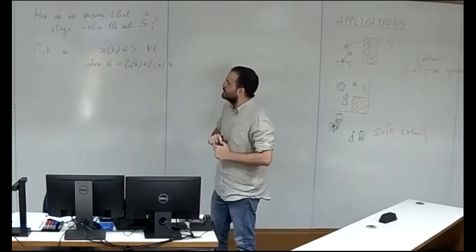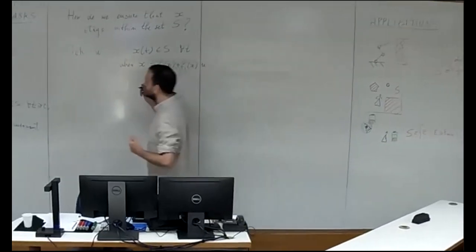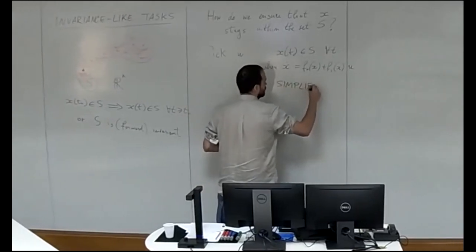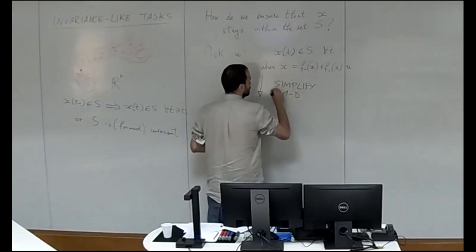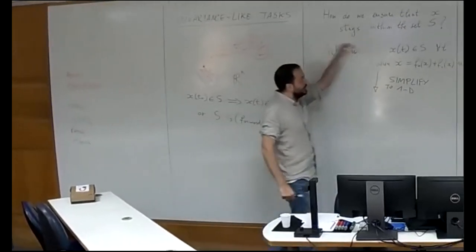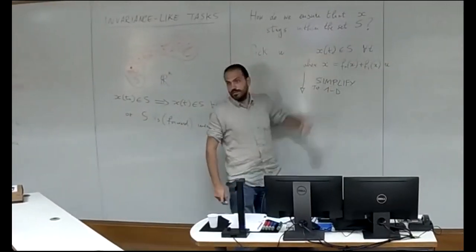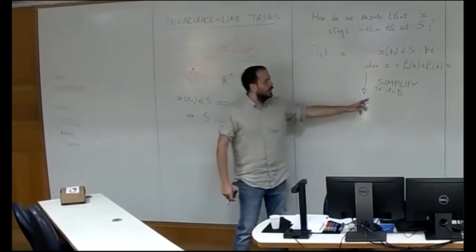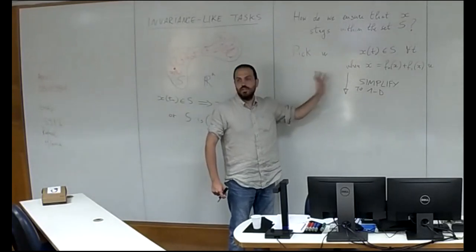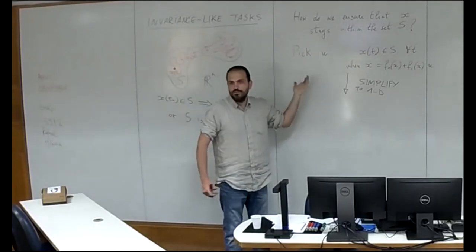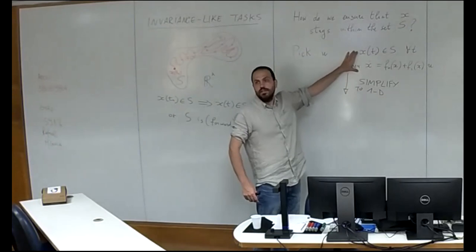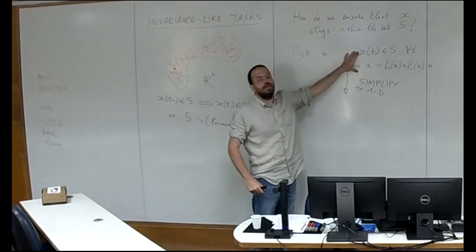Now, back to my question: how can we simplify this? Following the same procedure that we did before, we want to simplify it to one dimension. So instead of controlling the n dimensions of x to stay within the set S, we'd like to control one value, such that if this value is in a given region, then correspondingly x is going to stay in the set.